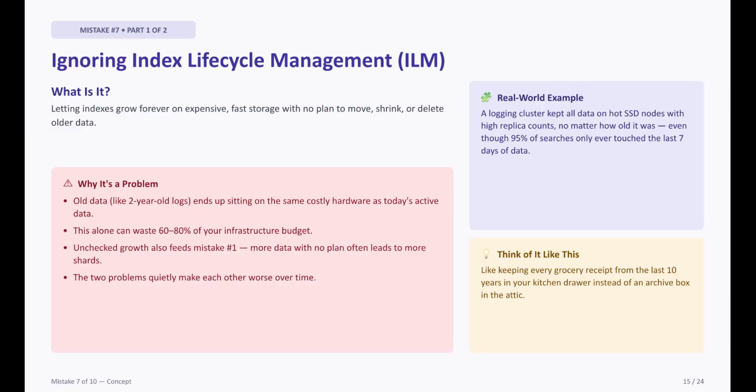Mistake number 7: ignoring index lifecycle management, or ILM. Letting indexes grow forever on expensive, fast storage with no plan to move, shrink, or delete anything. One logging cluster kept every log on hot SSD nodes regardless of age, even though 95% of searches only ever touched the last 7 days.